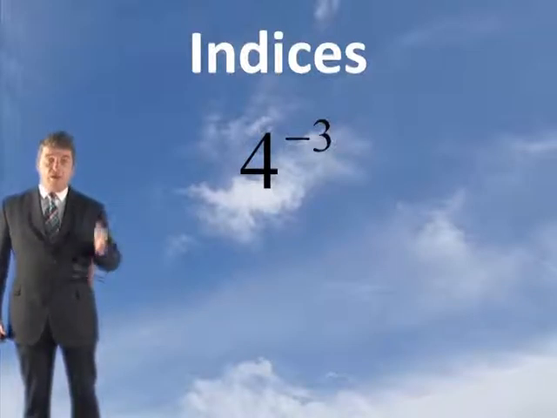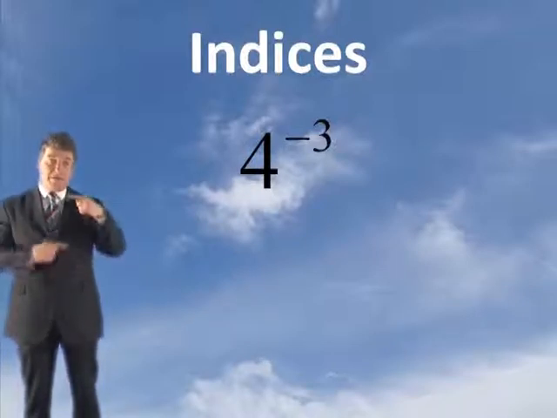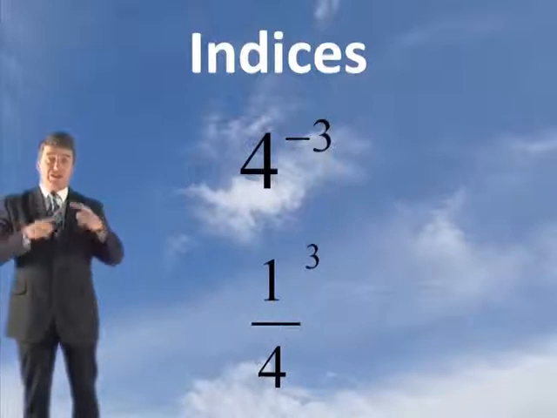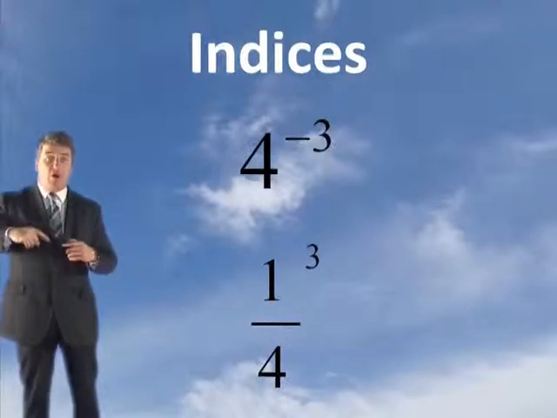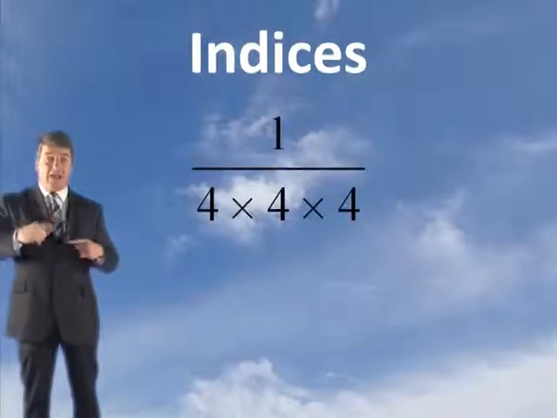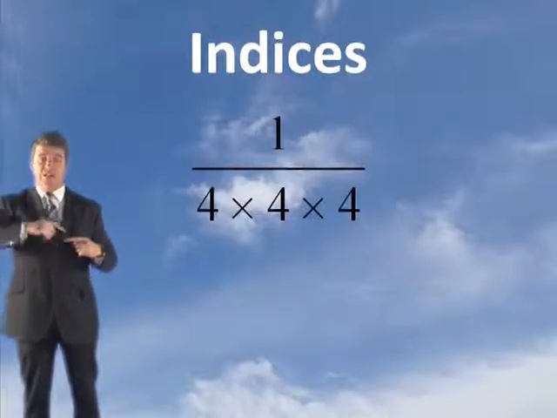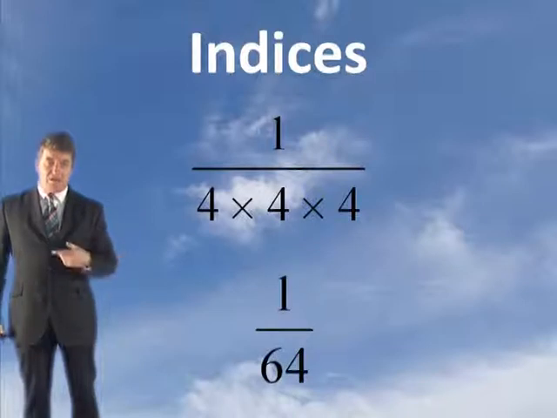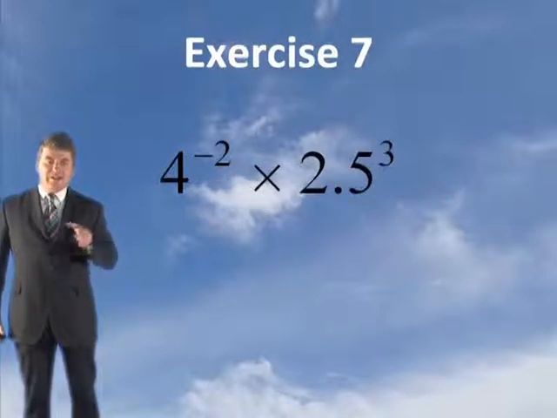What about this one here? 4 to the power of minus 3. Well, that means, flip it back over, 1 over 4, a quarter, cubed. So all that means is 1 divided by 4 times 4 times 4, which can be rewritten as 1 divided by 64. That's how it works.